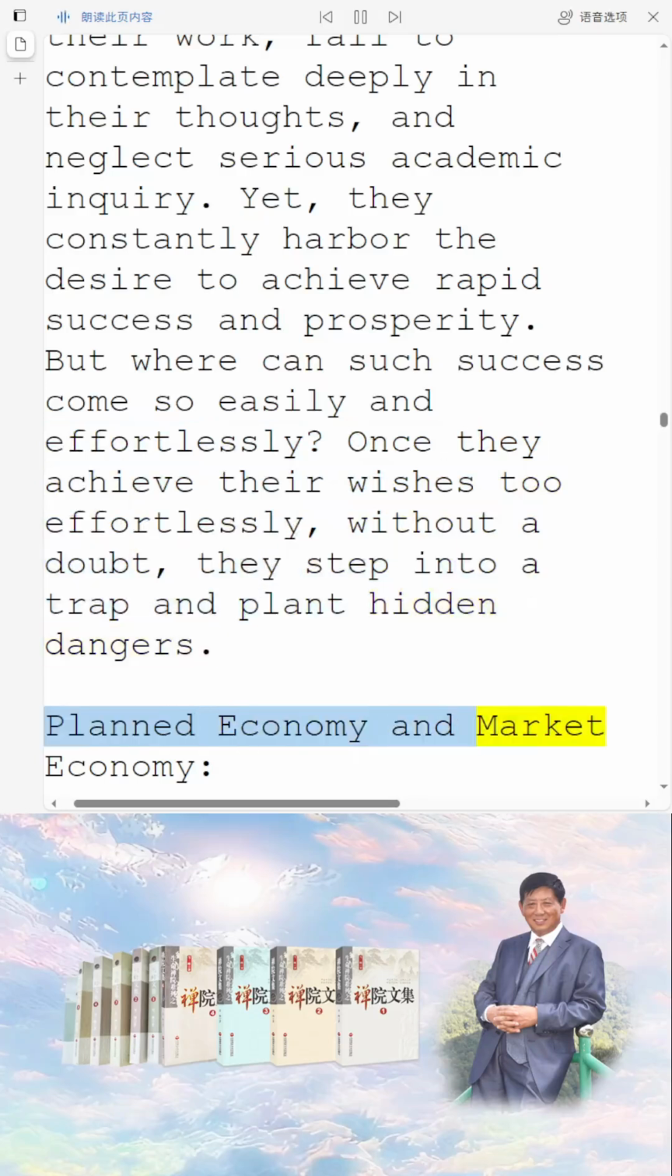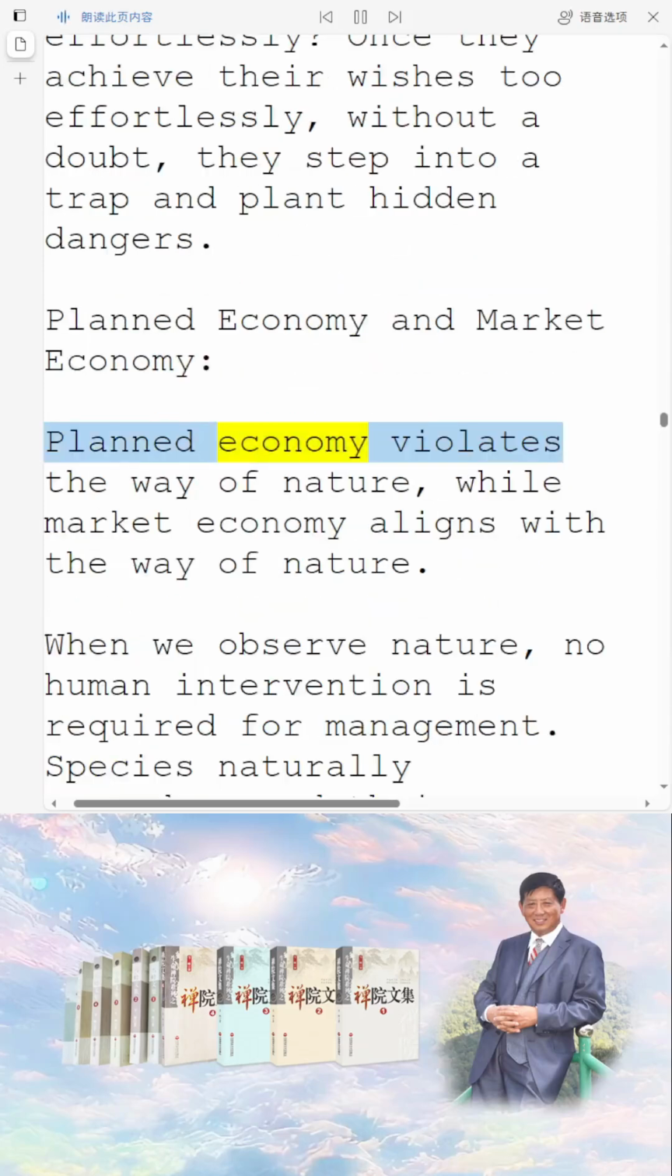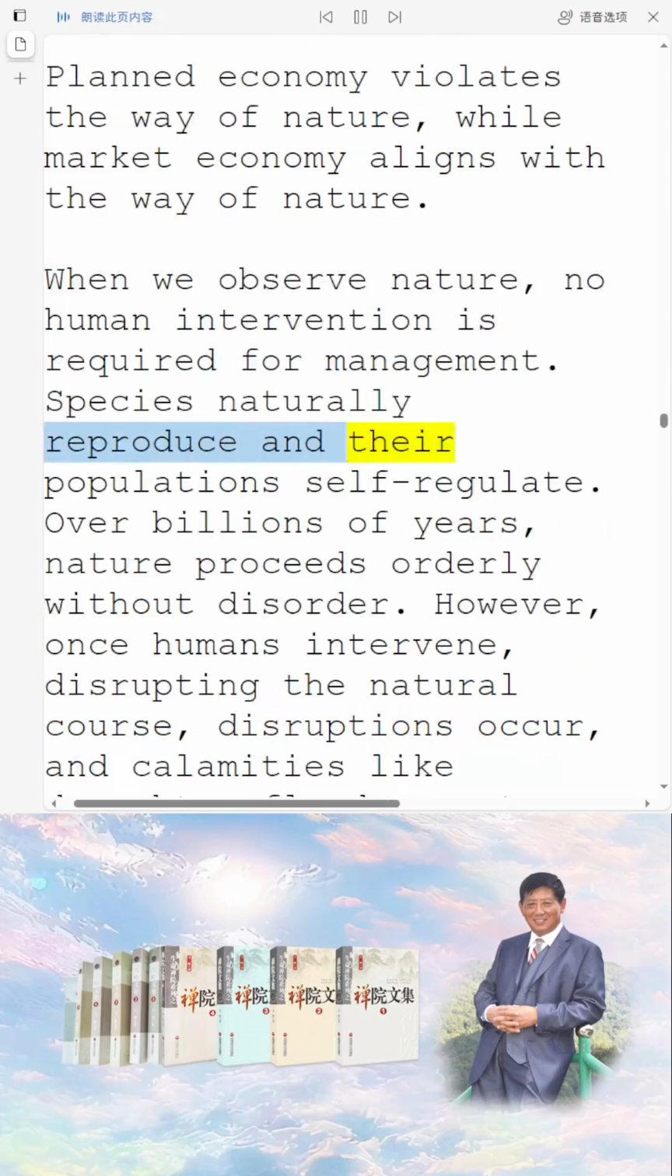Planned economy and market economy. Planned economy violates the way of nature, while market economy aligns with the way of nature. When we observe nature, no human intervention is required for management. Species naturally reproduce, and their populations self-regulate. Over billions of years, nature proceeds orderly without disorder.